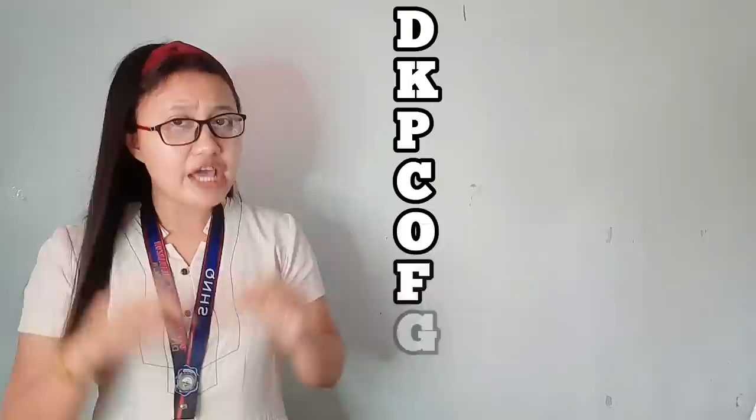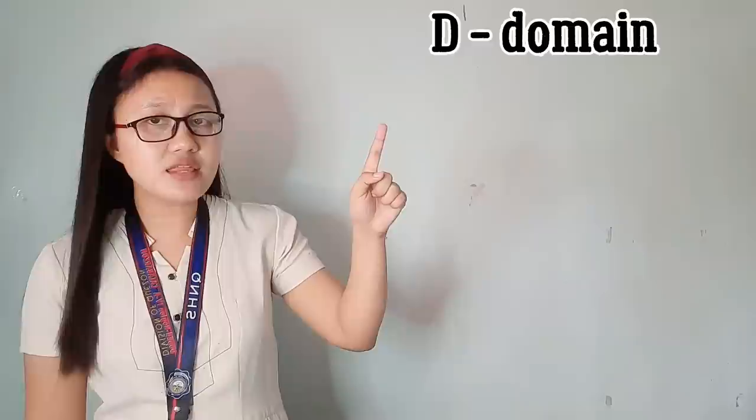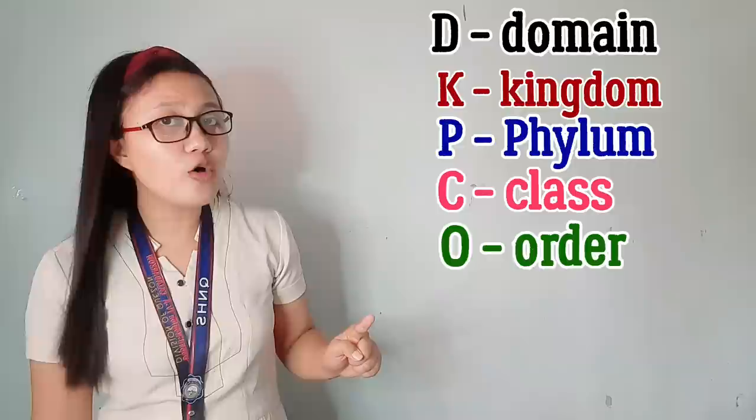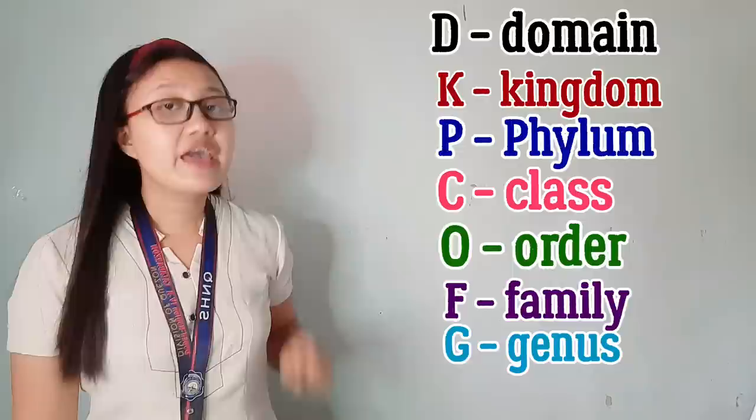In the modern taxonomic classification system, we have 8 main levels from the most inclusive to the most exclusive. I want you to remember this acronym: DKS, COF, GS. So, what does this mean? These are the 8 main levels of the taxonomic classification system. D stands for domain, K for kingdom, P for phylum, C for class, O for order, F for family, G for genus, and S for species.